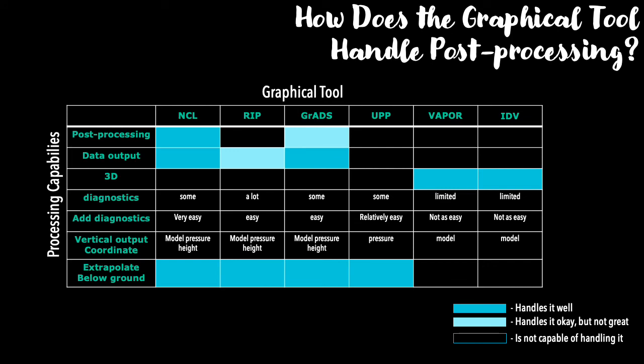This chart is similar, again showing the graphical tools across the top, but along the side are processing capabilities. Vapor and IDV are the only ones that do any sort of 3D visualization. NCL has some diagnostics, not a lot, but it's very easy to add new ones. RIP has a lot of diagnostics already available, and it's easy to add more, but maybe not quite as easy as with NCL. Vapor and IDV both have limited available diagnostics, and it's not easy to add more. Vapor and IDV are also not capable of extrapolating below the ground.